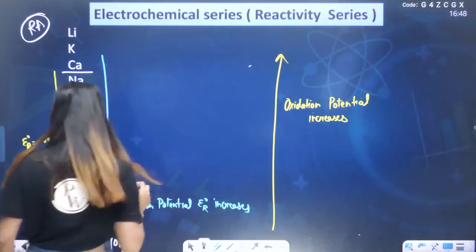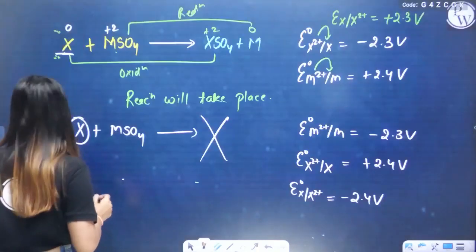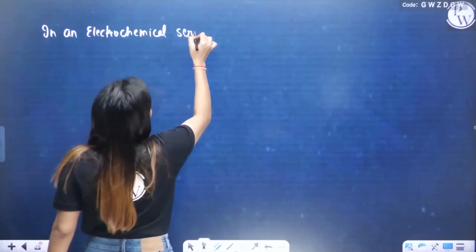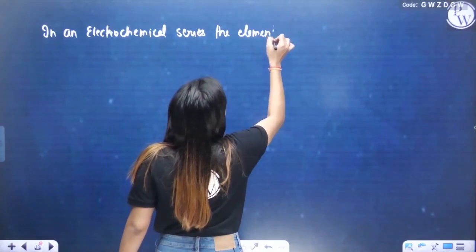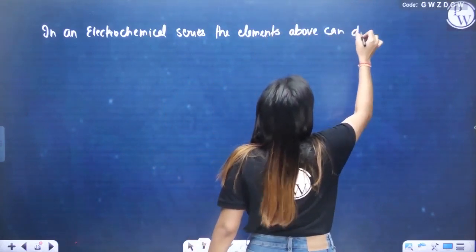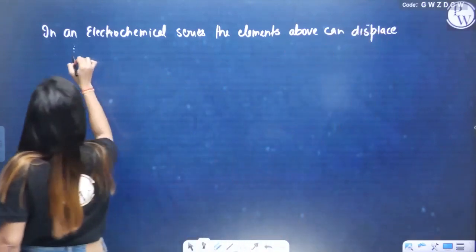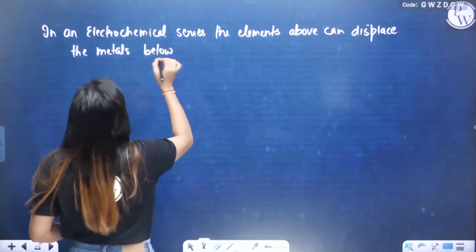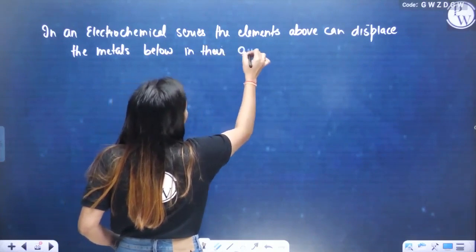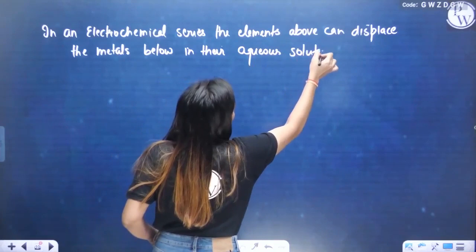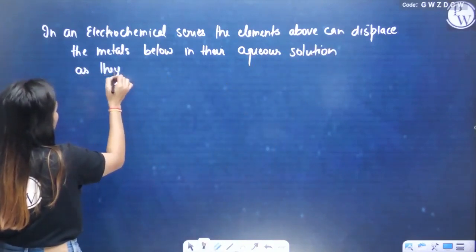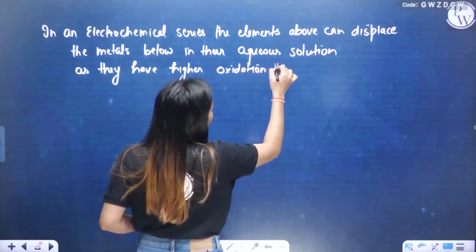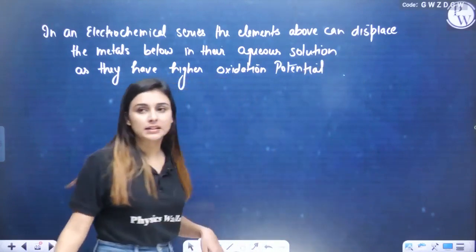So from this, what we can say is that in an electrochemical series, the elements above can displace the metals below in their aqueous solutions, as they have higher oxidation potential. Right? Yes. So this is how you can understand.